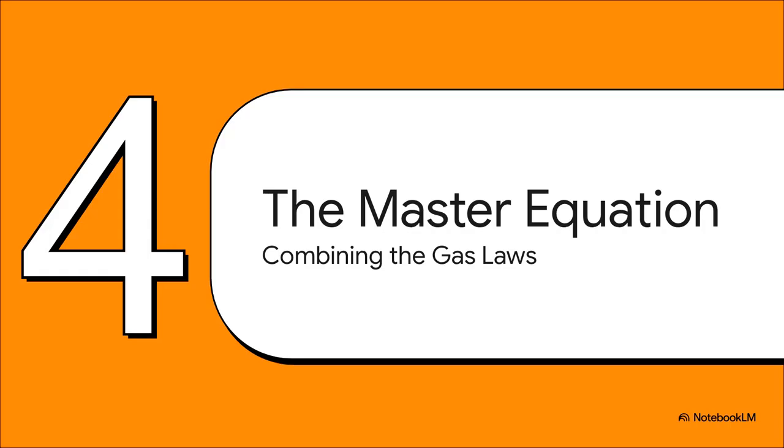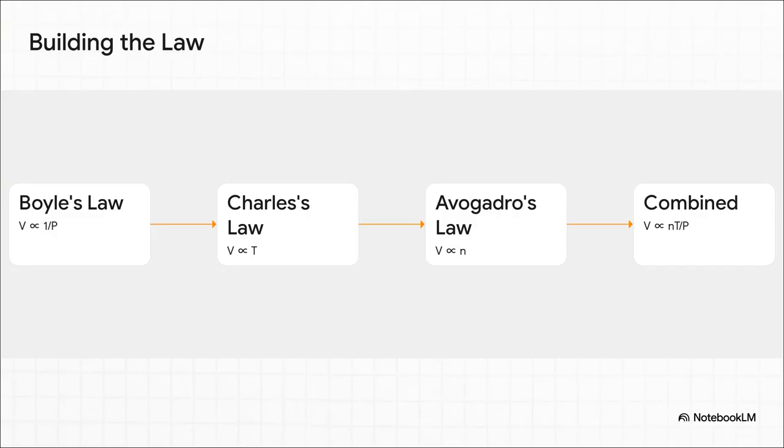All right, so we've got these three separate relationships: volume and pressure, volume and temperature, and volume and the amount of gas. So what happens when you put them all together? Well, you get one of the most powerful and famous equations in all of chemistry. So let's build it up.